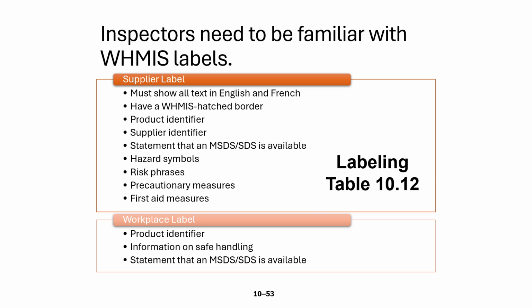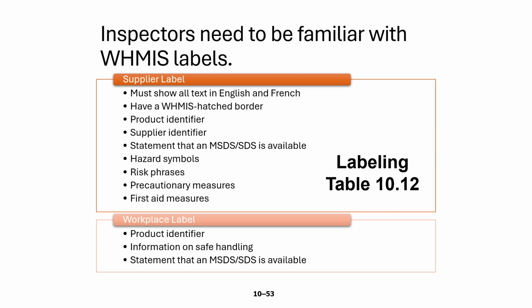The supplier label must show all texts in English and French and have the proper hatched border and give the product identifier, the supplier identifier, the statement that an SDS is available, the hazard symbol, a pictorial if available, risk phrases I should say, precautionary measures, and first aid measures.